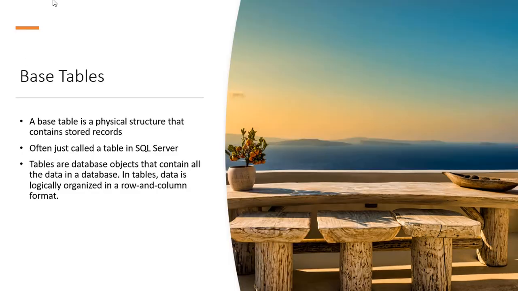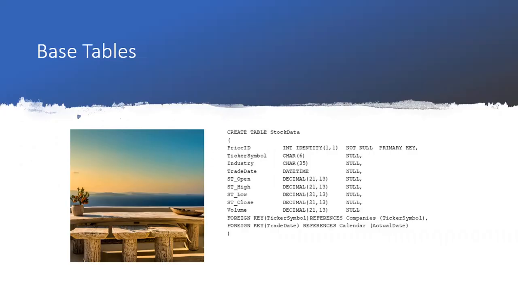When we look at base tables, that's what we most commonly think of, and that's going to be a physical structure. Most people say table, that's what they think of. And tables are objects that contain the data in a row and column format. Here's an example of the definition for a base table, and that's a create table, each of our attributes, and each of the data types. If we have foreign keys or primary keys, those are also defined. So that's a physical table, a base table, or just a table.